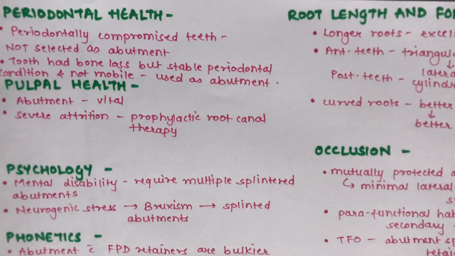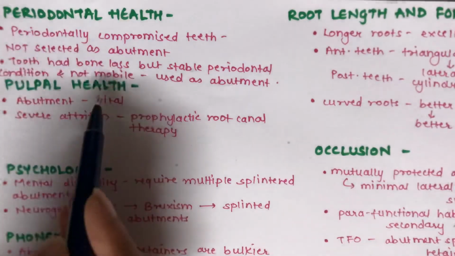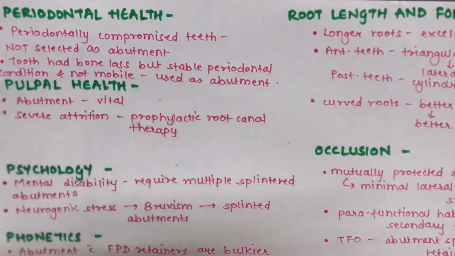In this case, partial veneer crowns are preferred for a vital abutment, so that the vitality testing and the health can be evaluated after cementation of the prosthesis. So if it is a vital tooth, again you are going for a partial veneer crown.